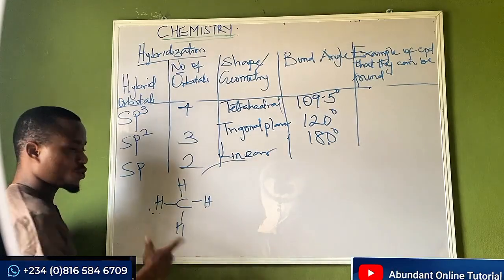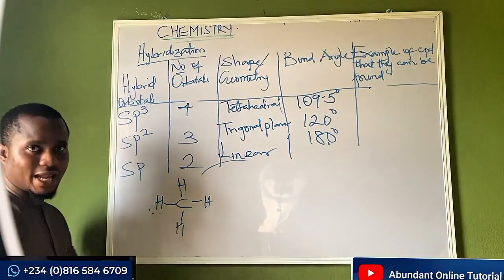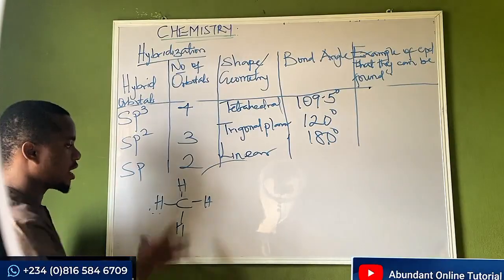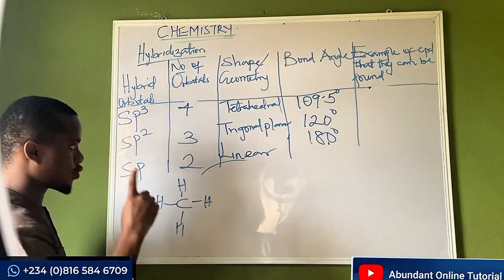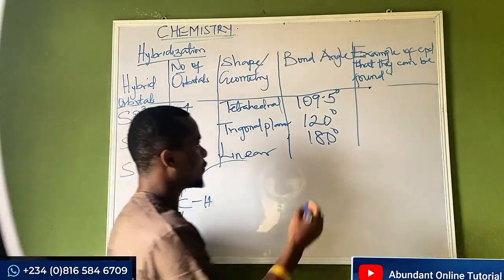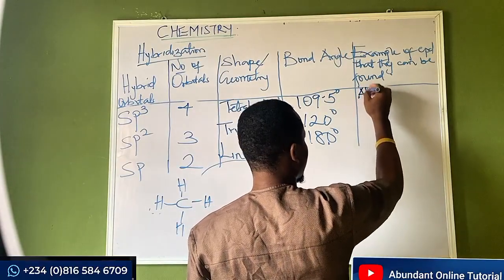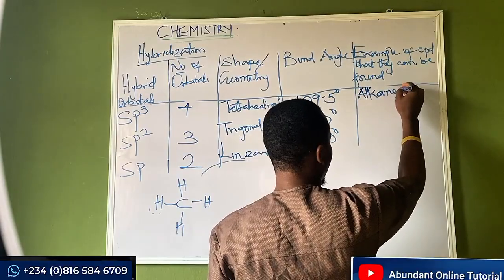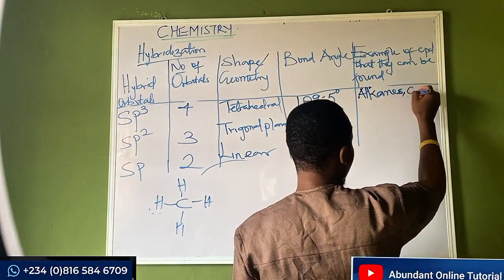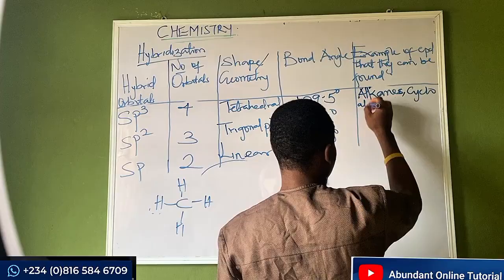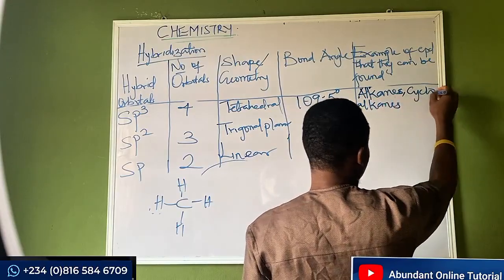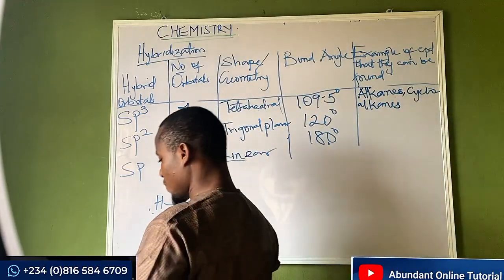You know, alkane means what? Single bond. Cycloalkane, just like alkane in a ring form, is also single bond. So therefore, we can say that sp3 can be seen in alkane compounds and cycloalkanes. Yes. So sp2 is a different case entirely.